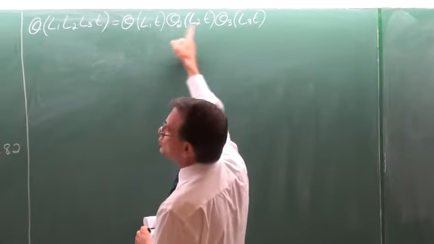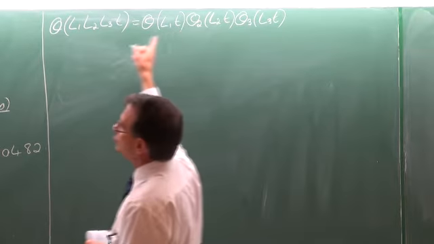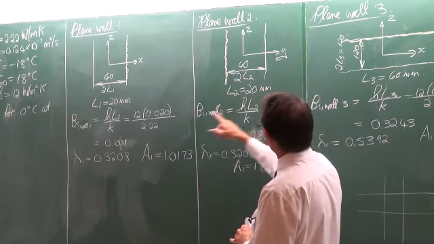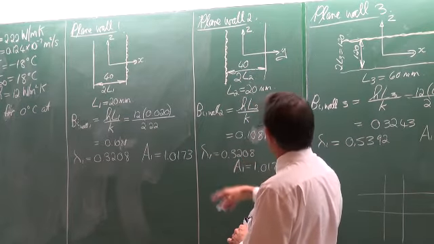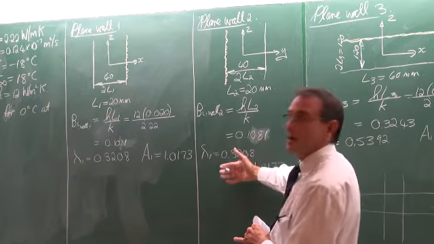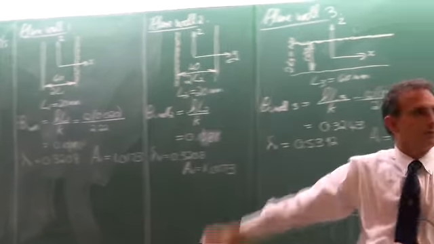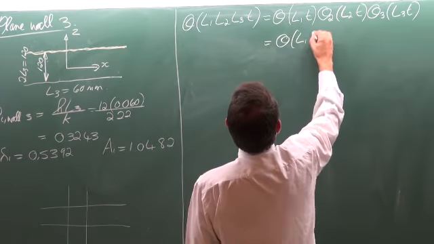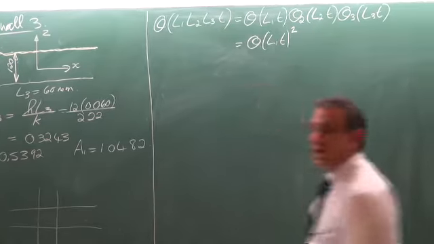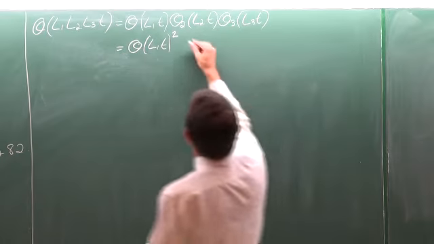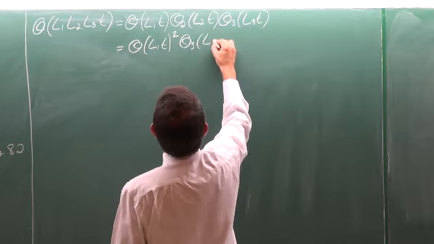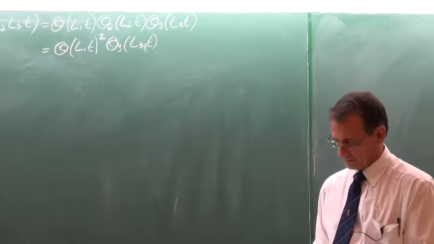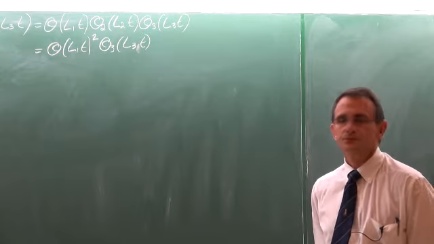But if we look at these two solutions of L1 and L2, if we go back to the geometry, what do we see? The same L, both are 20 millimeters, and both give us the same Biot number, lambdas and A value. So we can say that is equal to theta L1 (t) squared, multiplied by theta L3 (t). Okay?